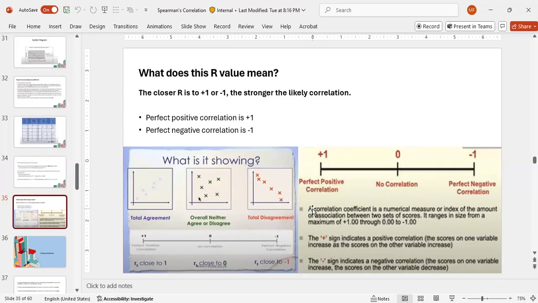This table says that a correlation coefficient is a numerical measure or index of the amount of association between two sets of scores. It ranges in size from a maximum of positive 1, you can see here positive 1, through 0 to a minus 1. The positive sign indicates a positive correlation. This means that the score on one variable increases as the score on the other variable increases. The negative sign indicates a negative correlation. That means that as scores on one variable increase, the scores on the other variable decrease.